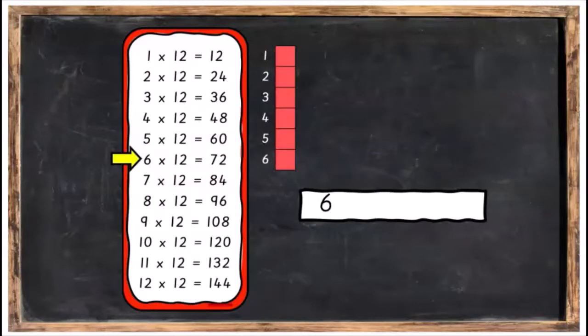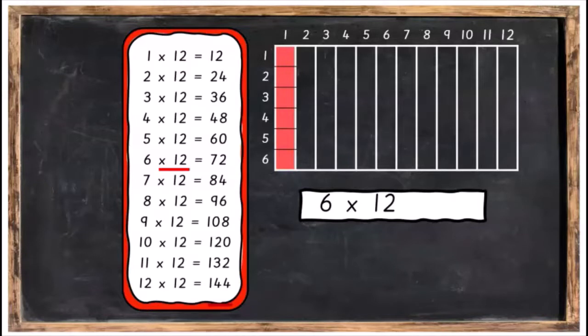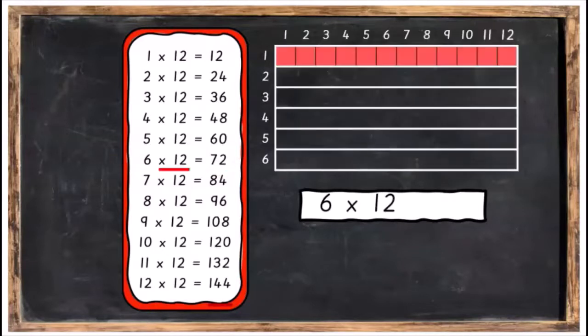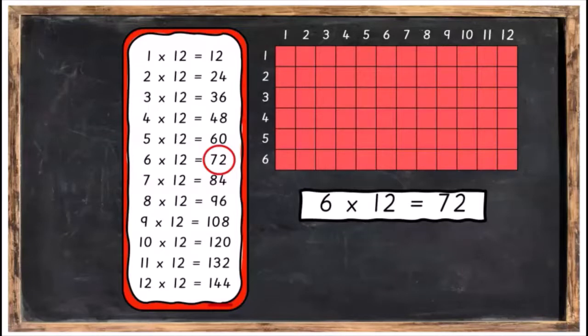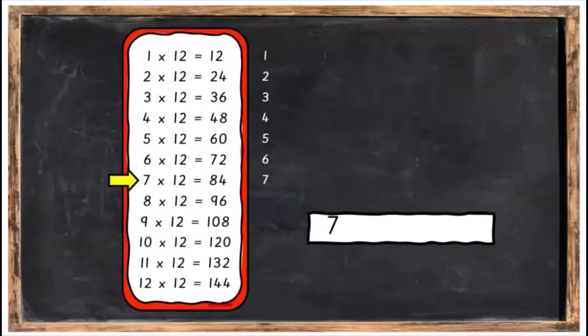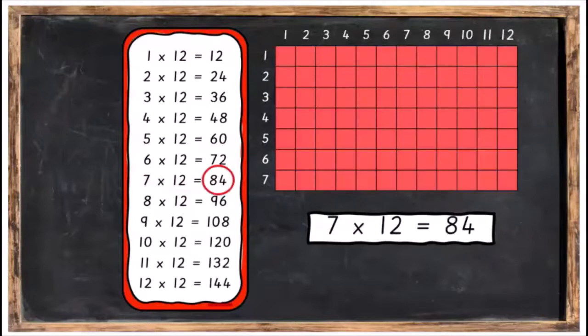6 multiplied by 12, so there's 1, 2, 3, 4, 5, 6, 7, 8, 9, 10, 11, 12, 12 sixes are 72. But 6 12s, so there's 1, 2, 3, 4, 5, 6 12s are 72 also. 7 multiplied by 12 is 84, but 7 12s are 84.